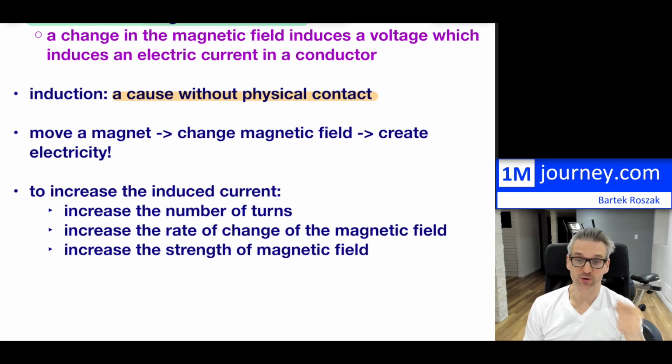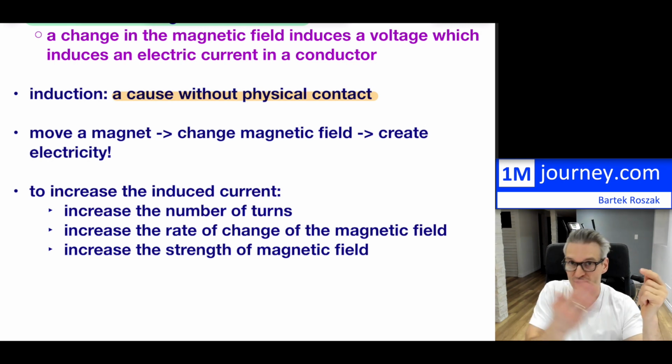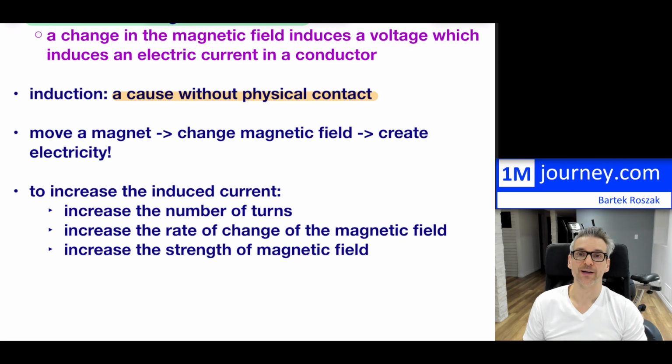You can also increase it by increasing the rate of change. So the faster you move a magnet, or the faster a magnetic field is moving, the more it will induce a current with a bigger strength. Now, the last component is that you can also increase the strength of the magnetic field itself. So you can take a bigger permanent magnet.